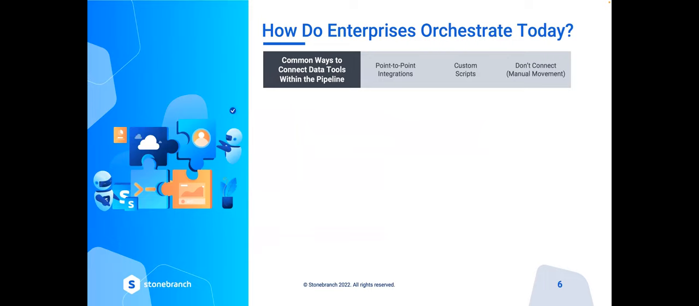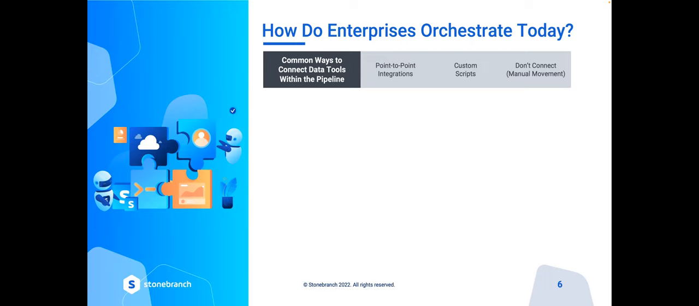And this came from actually a discussion I had with Gartner, because the initial way that I was illustrating this was, yeah, it's point-to-point integration, custom scripts. And they're like, hey, Scott, there's really one more big category, and it's the don't connect at all. And unfortunately, the reason is because there are so many different tools and they can't integrate them properly.